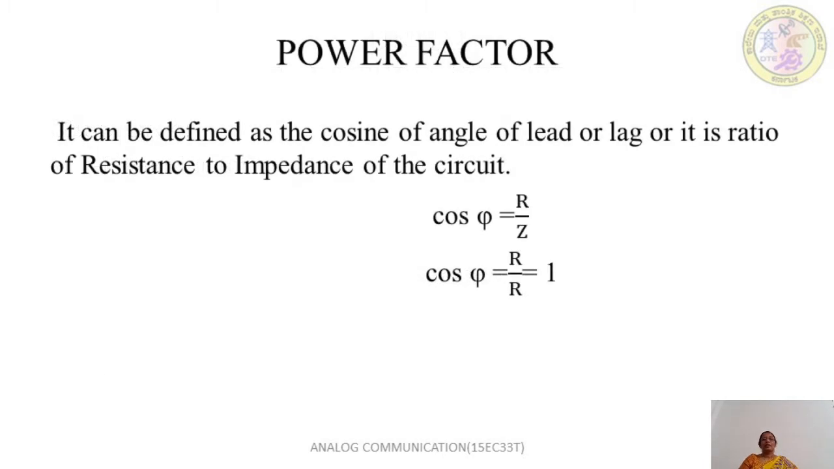Coming to power factor. Power factor is defined as the cosine of angle of lead or lag, or it is the ratio of resistance to impedance of the circuit. Cos phi is equal to R by Z. At resonance, we write Z is equal to R. That is, cos phi is equal to 1. Power factor of parallel resonance circuit is unity.